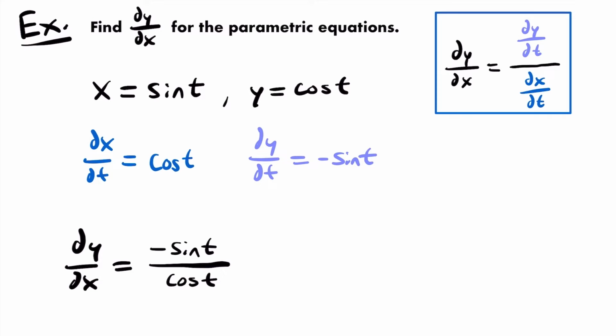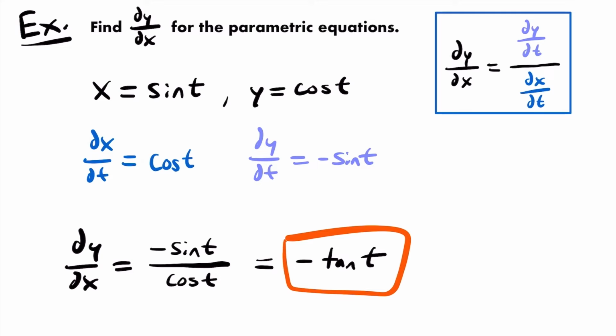Remember one of your trig identities, that sine divided by cosine is equal to tangent, and so this is actually equal to negative tangent t, right? Sine divided by cosine is tangent, but that negative still needs to carry over, so we have negative tangent t as our parametric derivative for these parametric equations. And so that is the answer to this example. Negative tangent t is dy/dx.